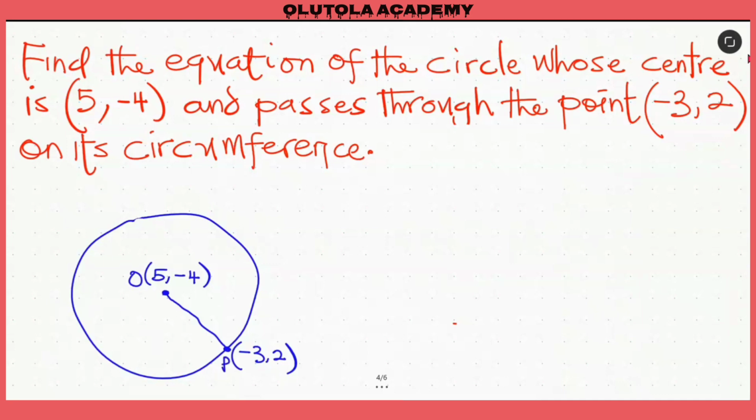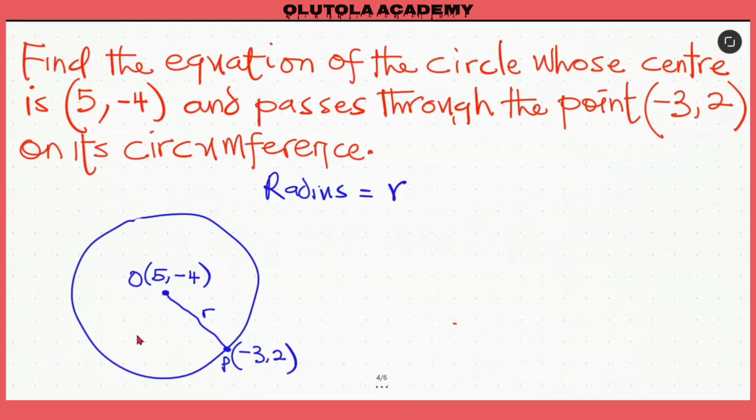I have a line now from the center to a point on the circumference P, and of course the line from the center to any point on the circumference is what we call the radius. So this is my radius. Now I will need to get the radius R.